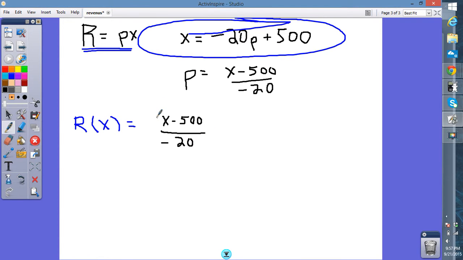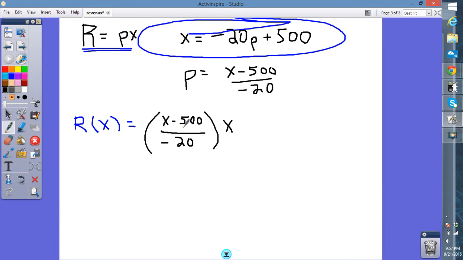All right, so think of revenue as P being (x minus 500) over negative 20 times x. And like you said, you looked at this and said, oh, that's going to create an x squared, which is a quadratic, which is right.